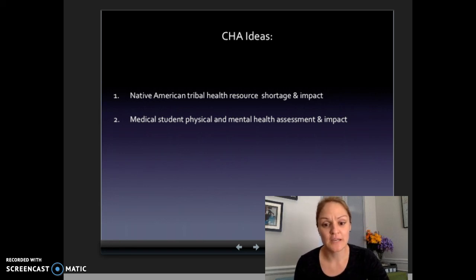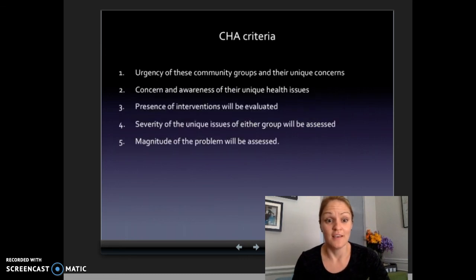So those are my 2 ideas, and I really would like some feedback on what you guys would like to see, because I can go either way with this, and I'm slanting more towards the Native American tribal health, but I can certainly make it easier on myself and interview people at my medical school. But what do you think? What do you think, guys?